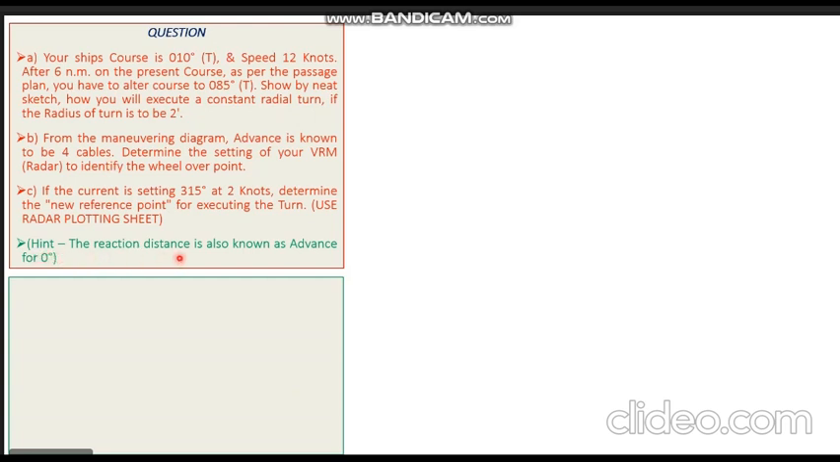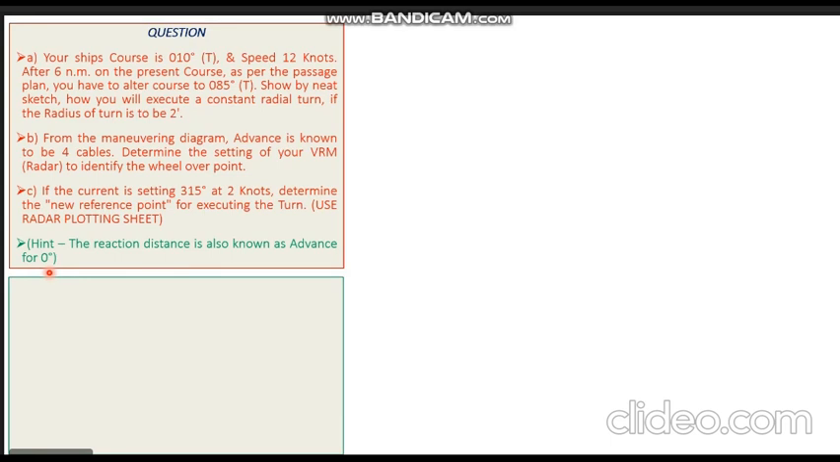The reaction distance of the ship is also known as advance for 0 degrees. You see, I told you advance is the distance traveled by the ship in the ahead direction before it alters its course by that particular value. So advance for 0 degrees means that the ship has not yet started alteration of its course. That means it is still moving on the straight line, and this much distance has been already traveled.